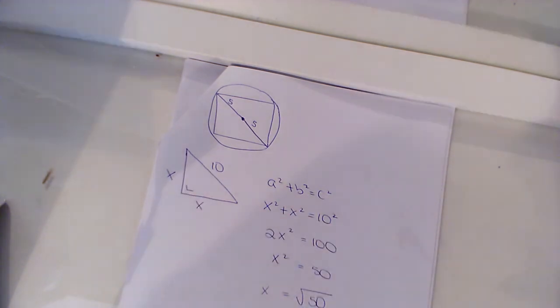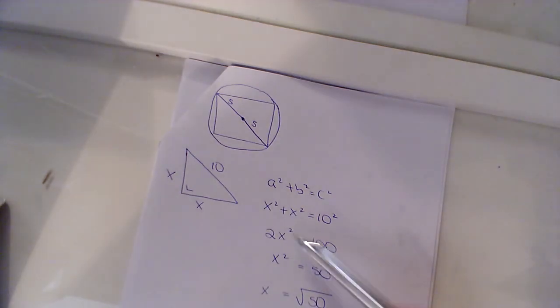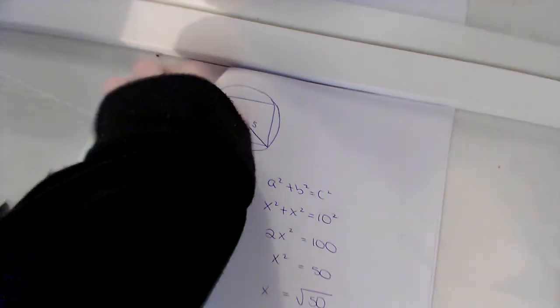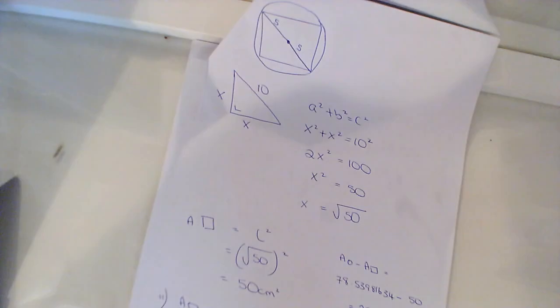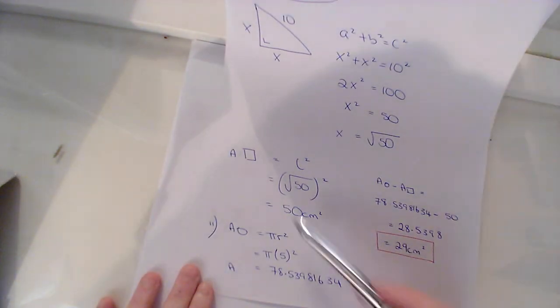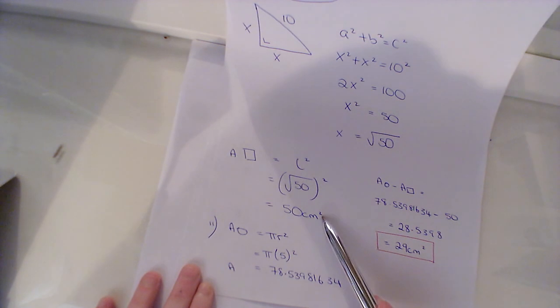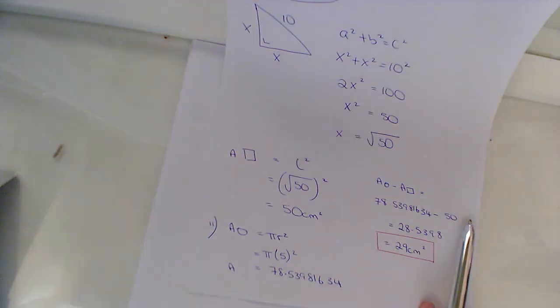The reason why I can say x and x is because we know in a square all four sides are the same. So I have 2x squared is equal to 100. I divide across by 2, so I have x squared is equal to 50. I get then x is equal to square root 50. So one length of the square is square root 50, and we know that the area of a square is L squared. So it's going to be square root 50 squared, so my area is actually just 50 centimetres squared.